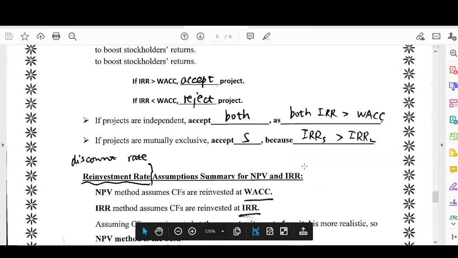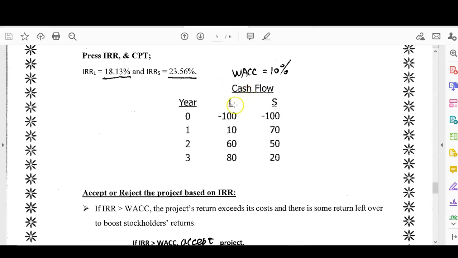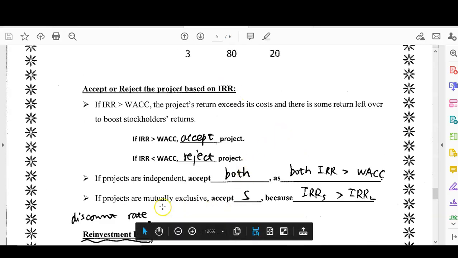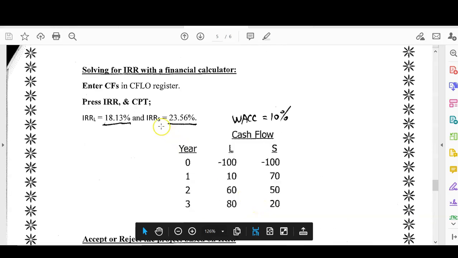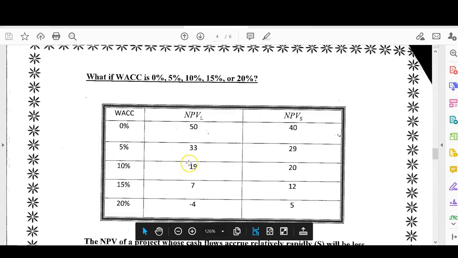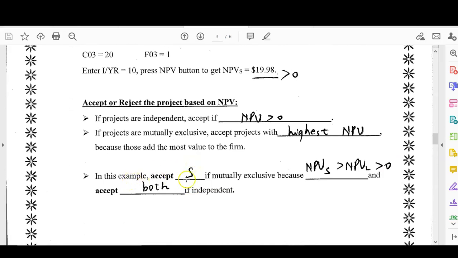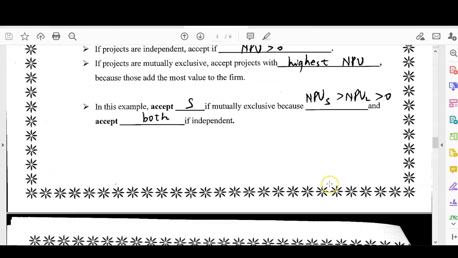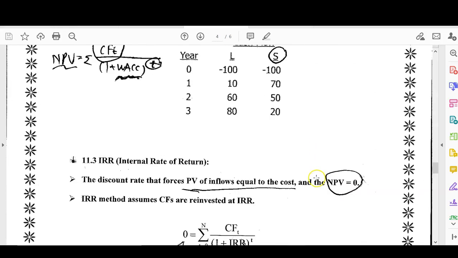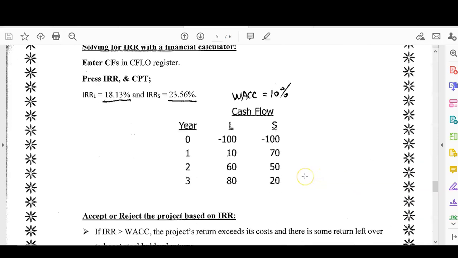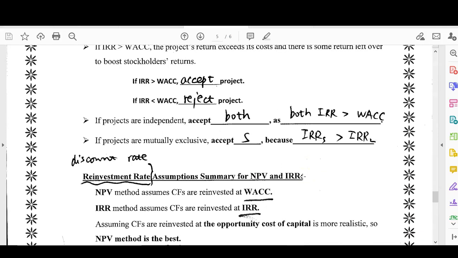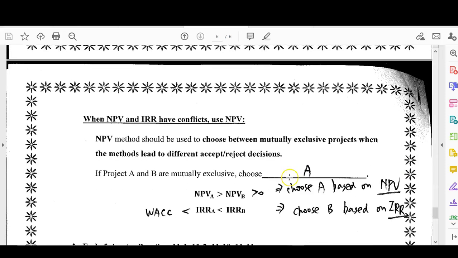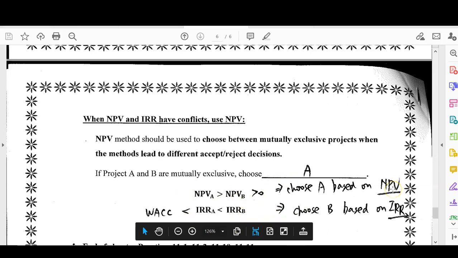But in some other cases, for example, in our case example here of L and S, based on IRR, we would choose S because S has a higher IRR. And based on NPV, we also choose S, because S has a higher NPV. So in our example for S and L, we accept S no matter whether we look at NPV or IRR, because NPV and IRR have the same conclusion here. Okay, we will make the same choice based on them. But in another case where we have different decisions made based on NPV or IRR, we go with the NPV decision.